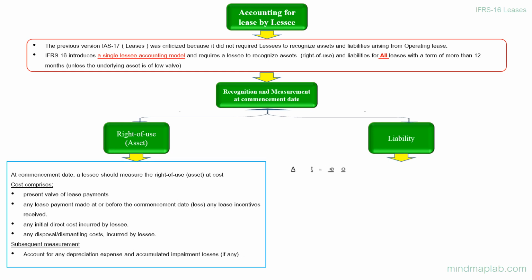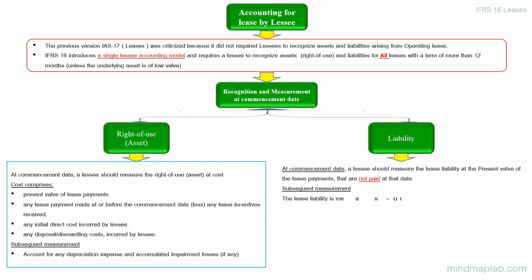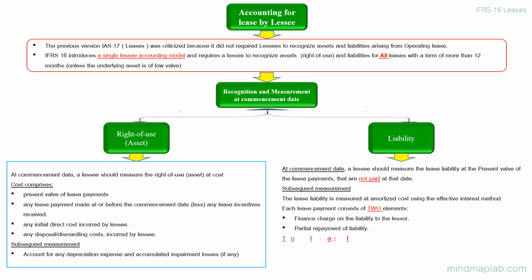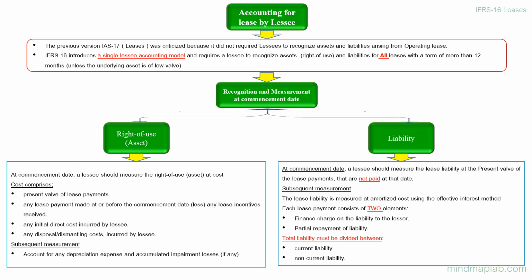Liability. At commencement date, a lessee should measure the lease liability at the present value of the lease payments that are not paid at that date. Subsequent measurement. The lease liability is measured at amortized cost using the effective interest method. Each lease payment consists of two elements: finance charge on the liability to the lessor, and partial repayment of liability. Total liability must be divided between current liability and non-current liability.